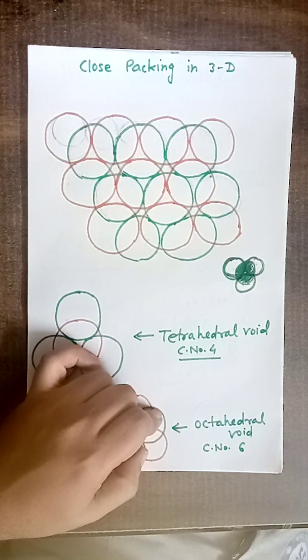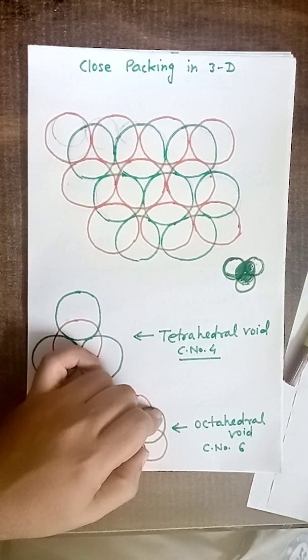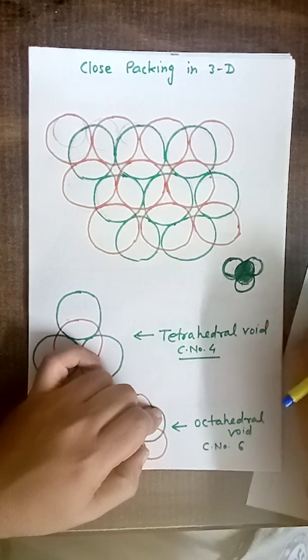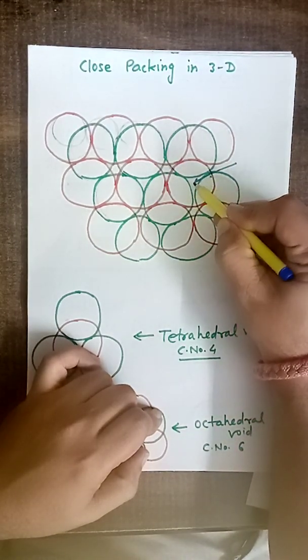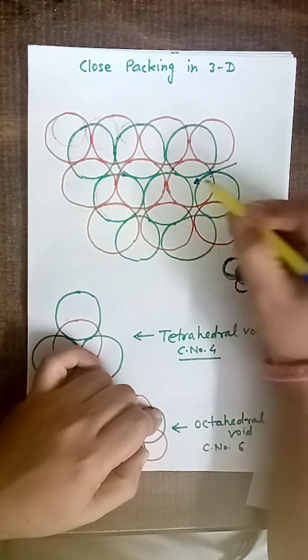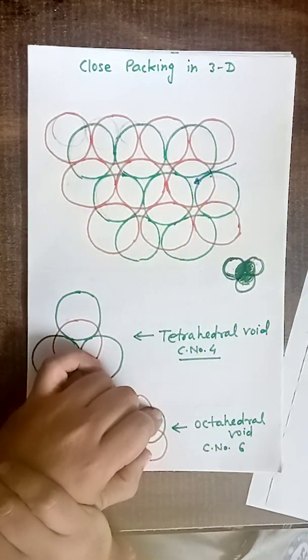Now once the second layer is formed, look carefully here, you can see two types of voids after formation of the second layer. Just have a close look here, you can see two types of void. One void is surrounded by 6 particles and the other void is surrounded by a total of 4 particles. Can you see? Just look at this particular void. Now this void is surrounded by in total 4 particles.